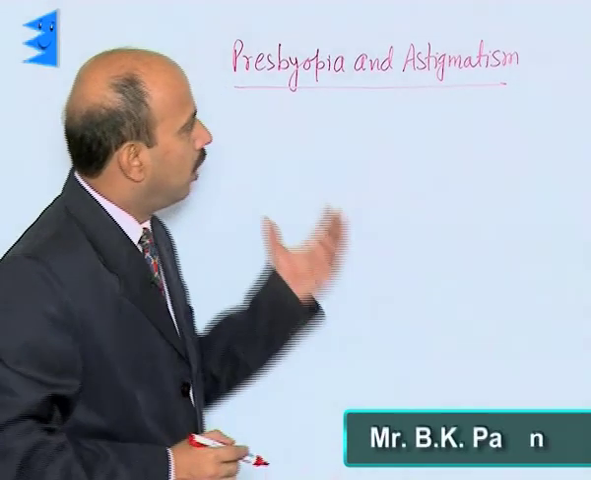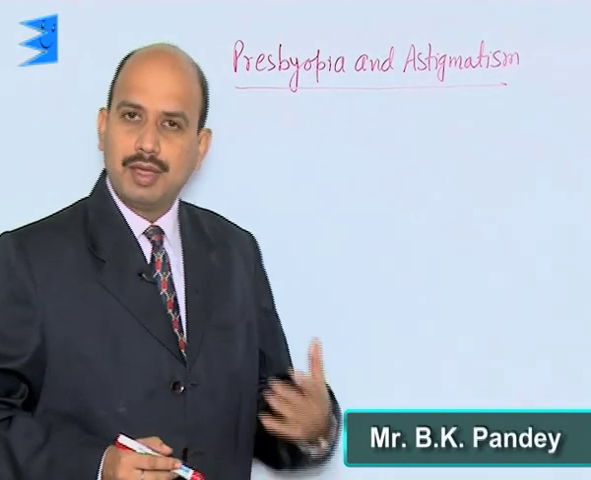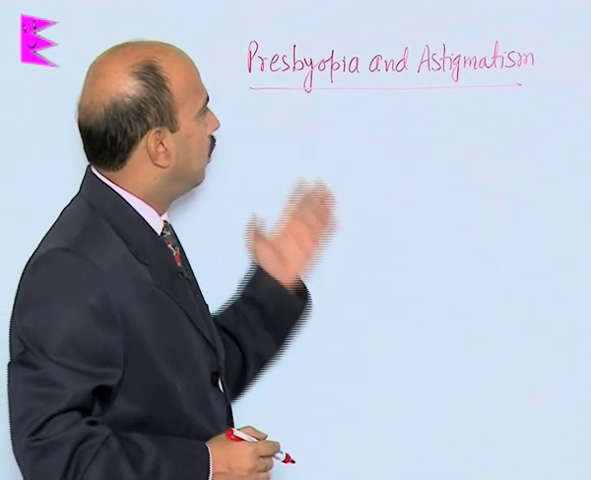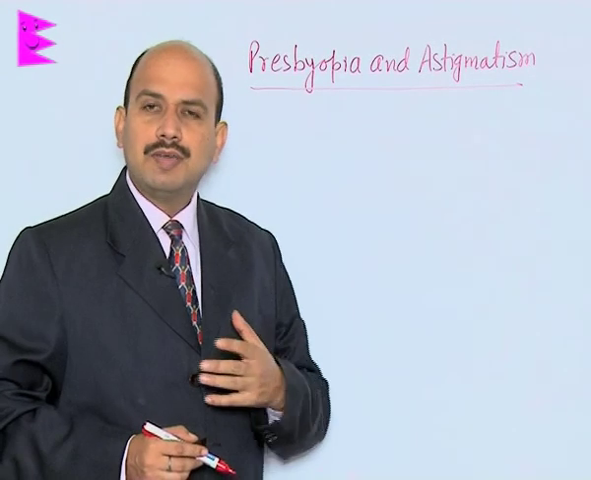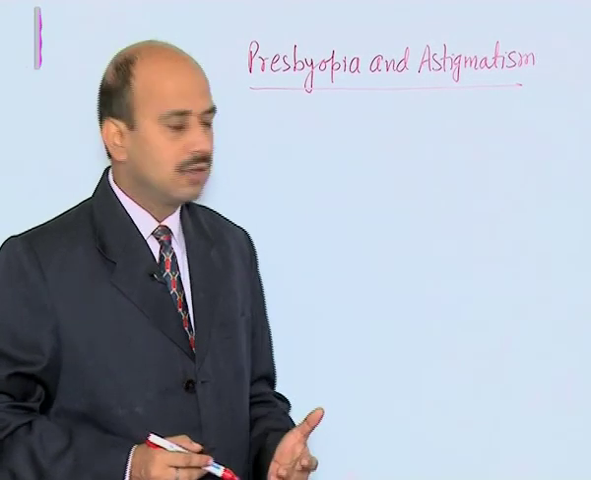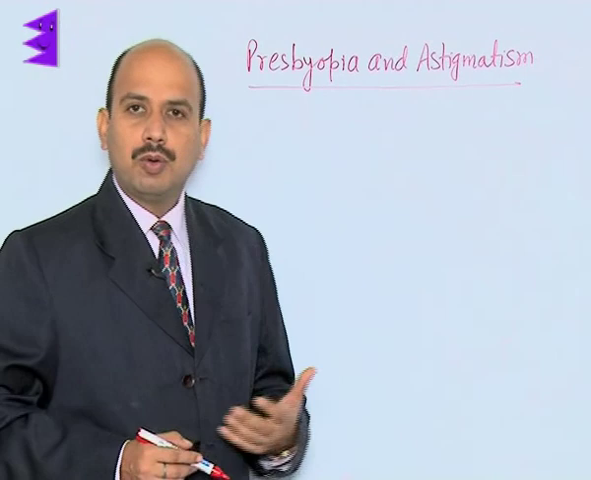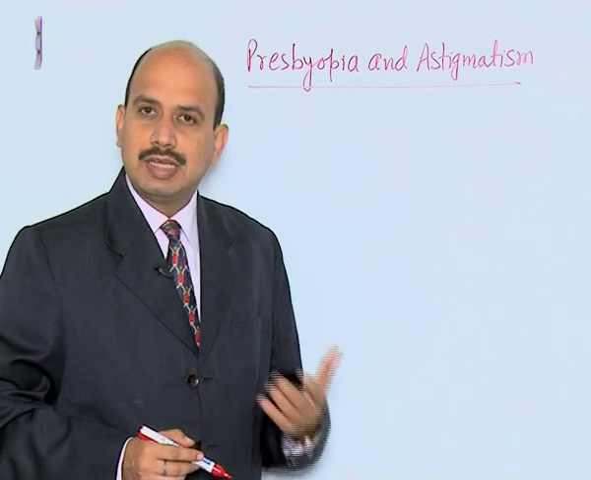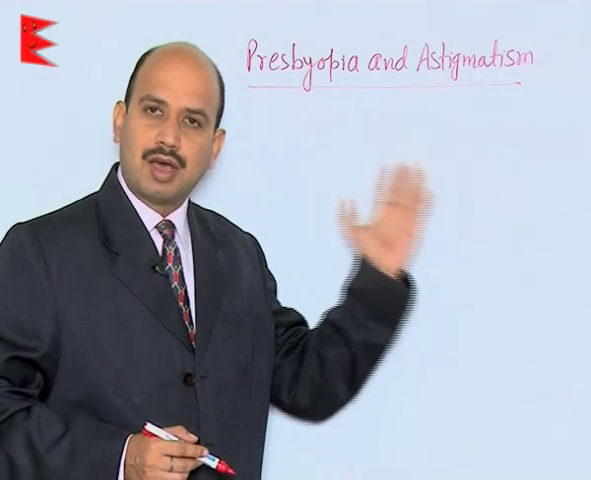Now say these two are more defects in the human eye, that is, presbyopia and astigmatism. Presbyopia is a very common defect in old age. Due to the increase in age of the person, the flexibility of the ciliary muscle decreases, and because of that, this defect occurs.